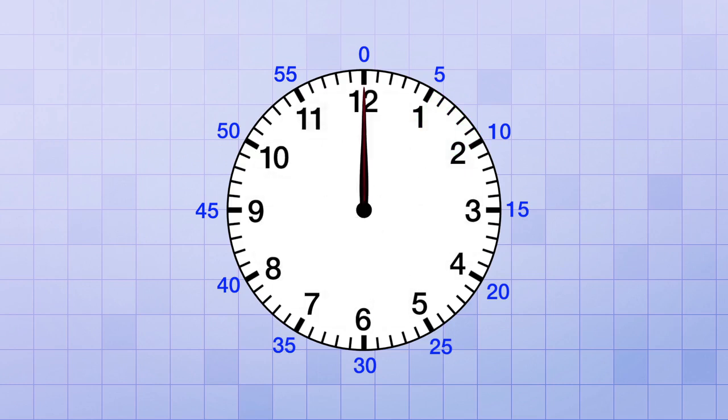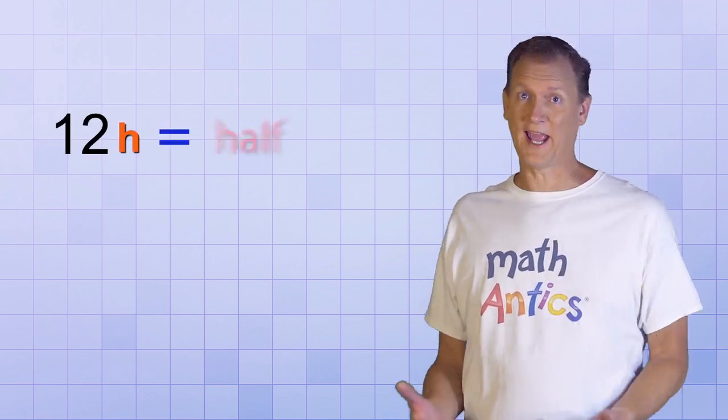Just like with minutes and seconds, the top position on the clock represents both the beginning and the end of the counting sequence. For minutes and seconds, that means the top position represents both 60 and 0. But for the hour hand, that top spot represents both 12 and 0. Of course, 12 hours is only half a day.